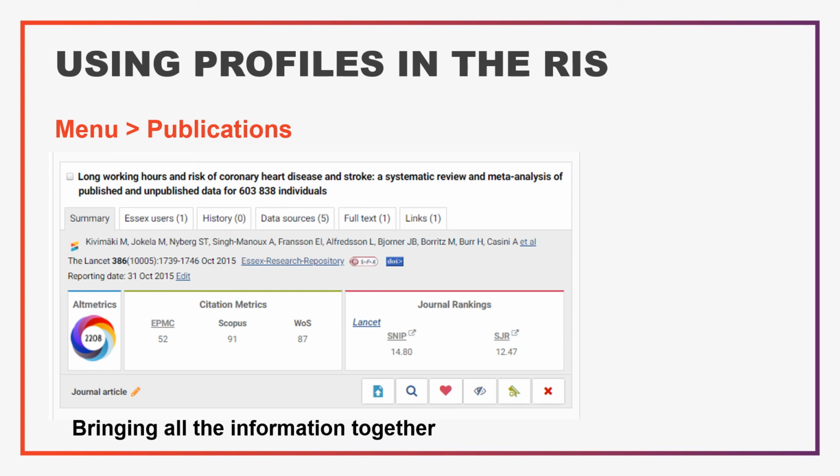Using profiles in the RIS can also be really helpful. For example, the system collects information from other places so you can see citation metrics, ranking information for journals, altmetrics, and more. Altmetrics indexes alternative interactions such as social media mentions, blog mentions, news stories, and more. Engaging with these metrics helps you to get a better picture of yourself and others as researchers.